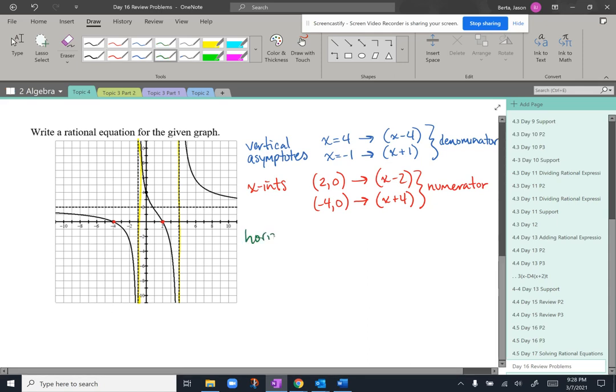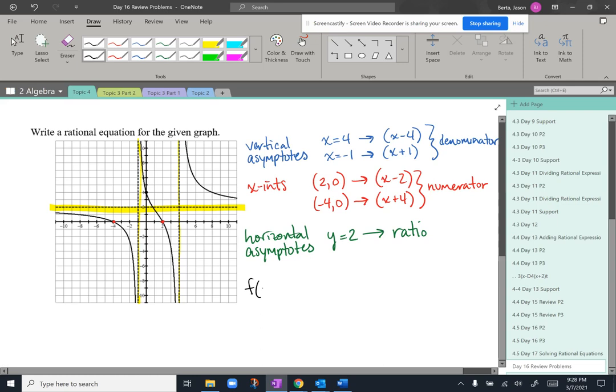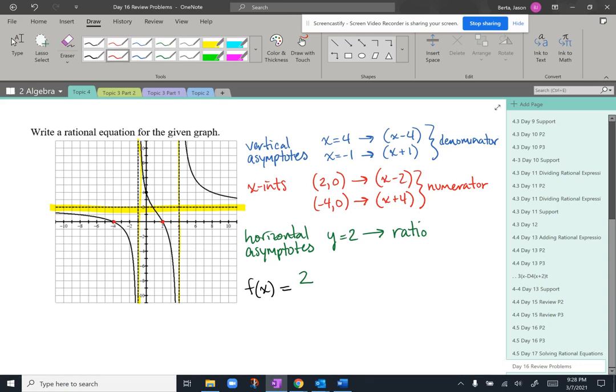Then the third thing I look for are any horizontal asymptotes. And here there is one, and that horizontal asymptote is at y equals 2. So the y equals 2, that 2 will correspond to a ratio of coefficients between the numerator and the denominator. So with all of that, I can begin to assemble a rational function. I'm going to call this one f of x, and I'm going to start by putting that coefficient of 2 there, which I got from the horizontal asymptote.